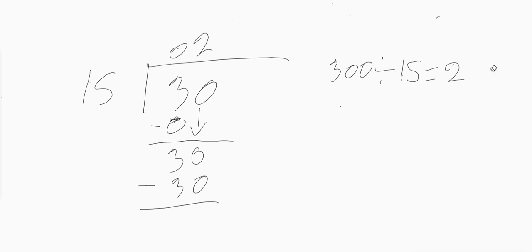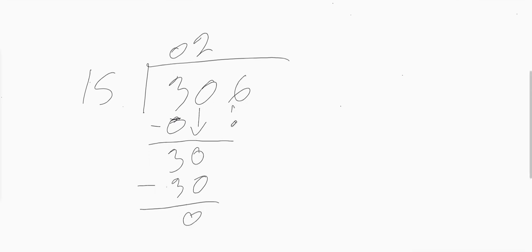We are going to divide 15 into 306. 15 goes into 306. Now you know 30 minus 30 is 0, right? Next thing you're going to do is bring down your 6, all the way down here. So you have a 6. 15 goes into 6 0 times, because 15 is larger than 6. So now you have 6, which could be remainder 6 in a class that has remainders.